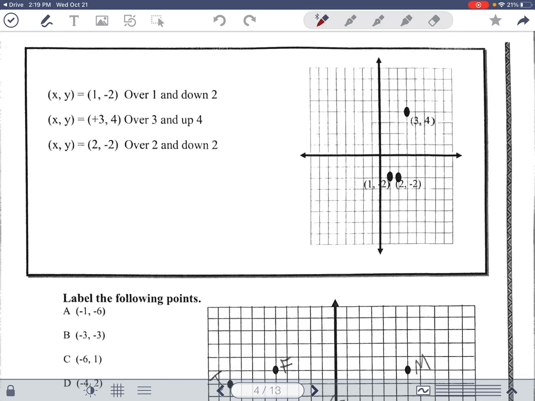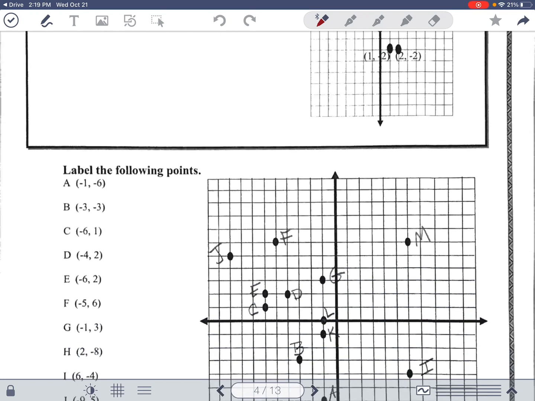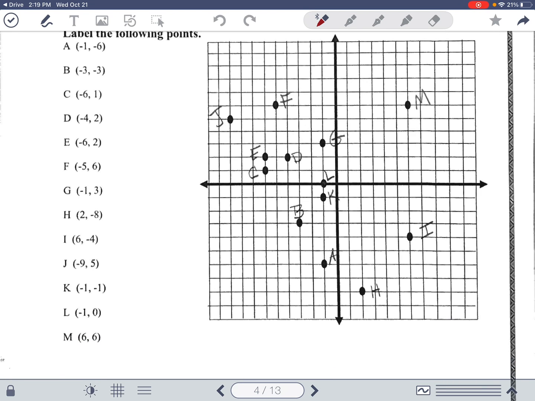Some more ordered pairs and graphing these points. This tells you directions that you follow from the origin when you are graphing those ordered pairs. This is your origin. The bottom part asks you to label according to where those ordered pairs fall on the coordinate plane. There are all the way from A to M labeled for you. You could hit pause and practice putting these in and then check your work.